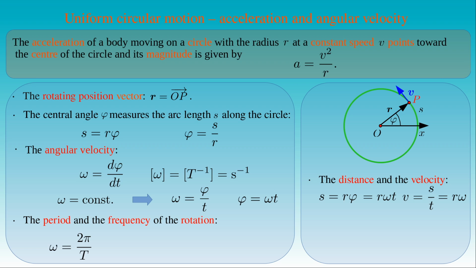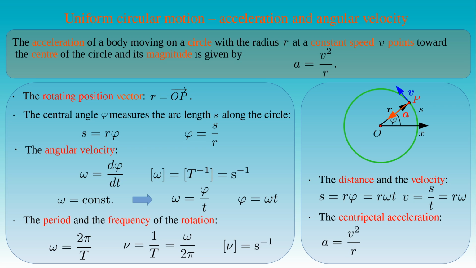We can also introduce the frequency nu of the rotation, which is the reciprocal of the period T. It can be written as the angular frequency omega divided by 2 pi, and it has the same unit as the angular frequency. Finally, we express the centripetal acceleration in terms of the angular frequency as well. We saw that the magnitude of the acceleration is given by v squared over r. Since omega can be written as v divided by r, the acceleration is equal to the speed v times the angular frequency omega. But v is equal to r times omega, and we obtain omega squared times r.